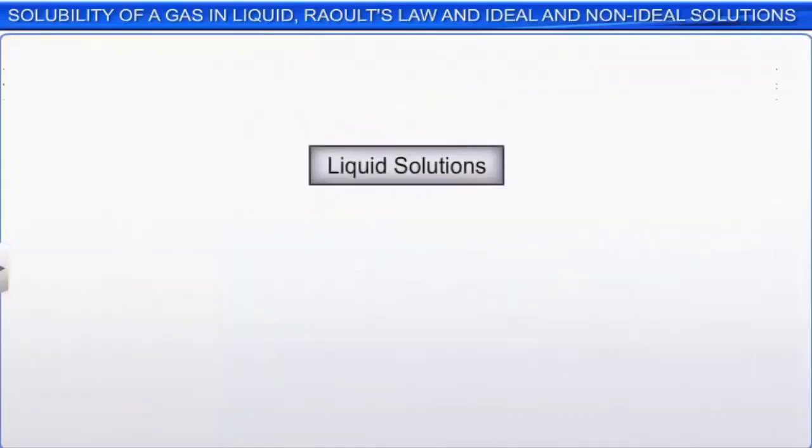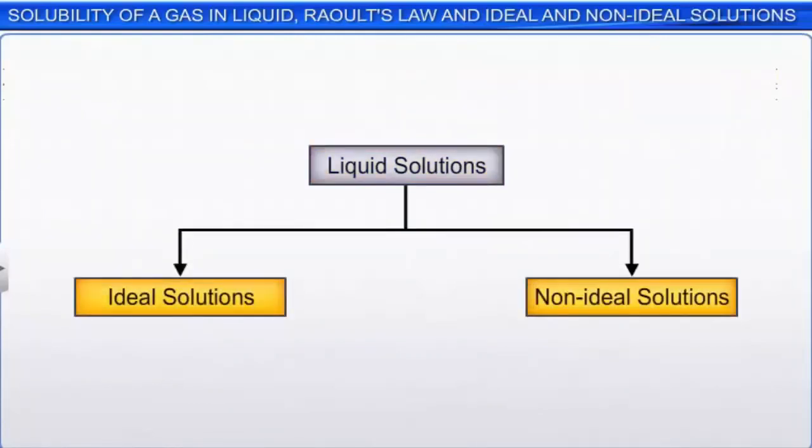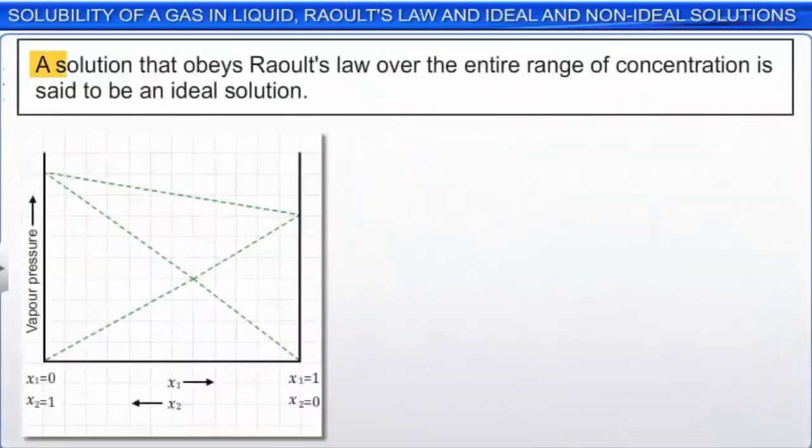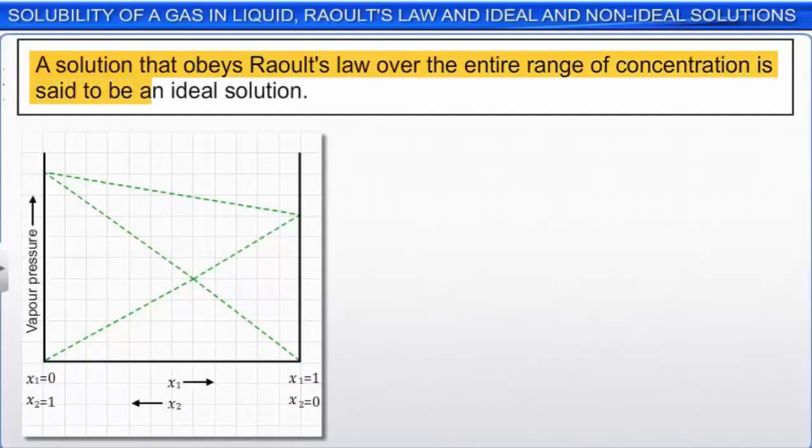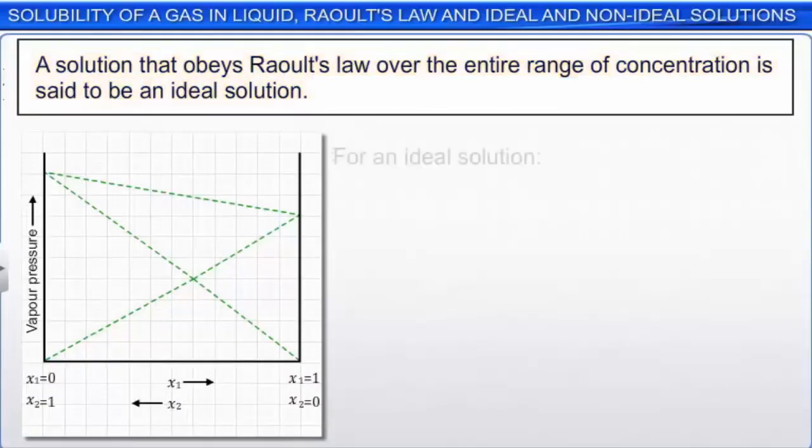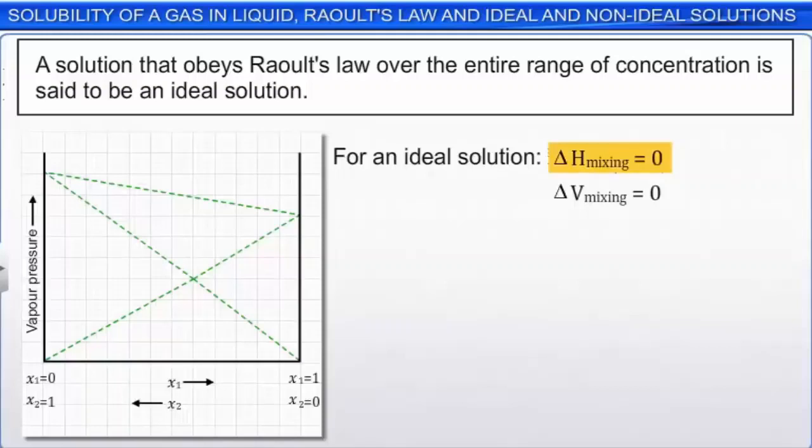On the basis of Raoult's law, the liquid solutions can be classified into ideal and non-ideal solutions. Let us first discuss the ideal solutions. A solution that obeys Raoult's law over the entire range of concentration is said to be an ideal solution. For an ideal solution, the enthalpy of mixing and the volume of mixing of the pure components are zero. This implies that no heat is evolved or absorbed, and also there is no change in volume on mixing of the two components.